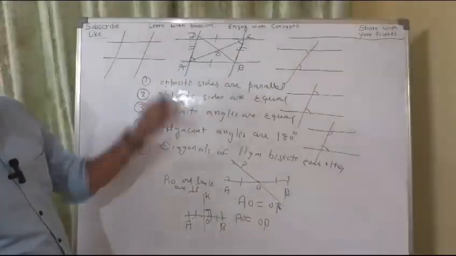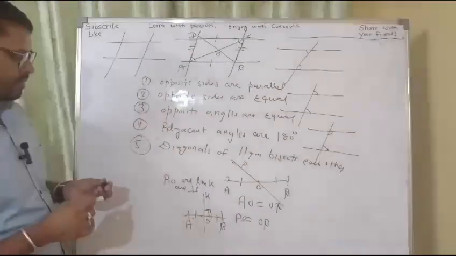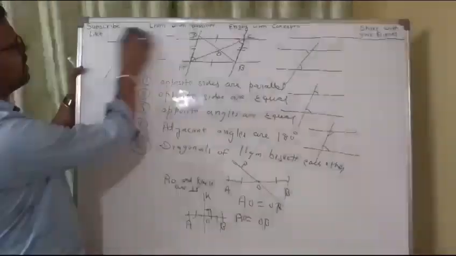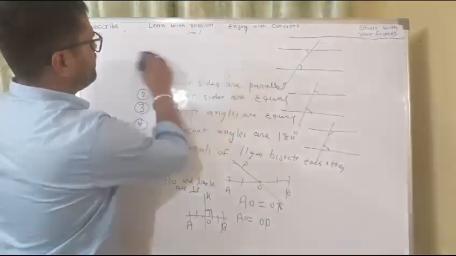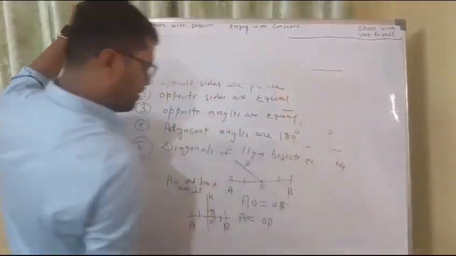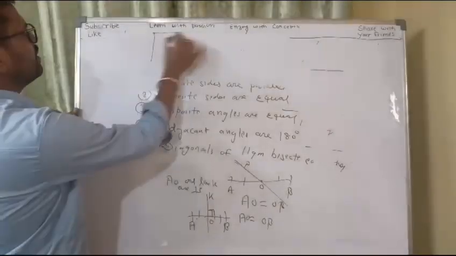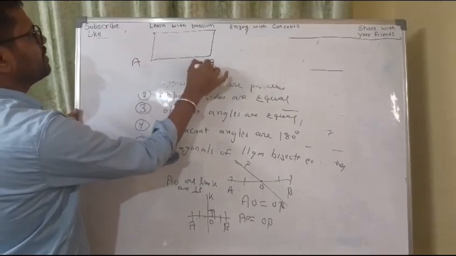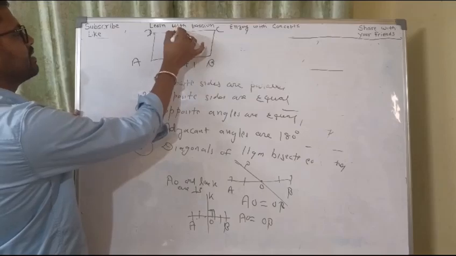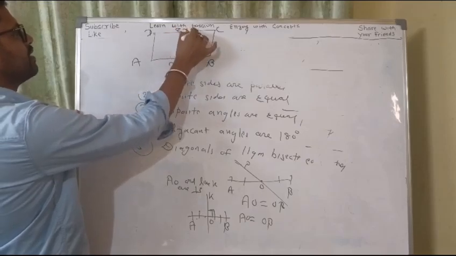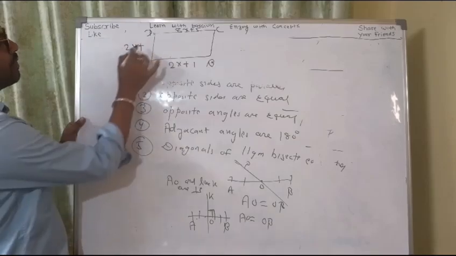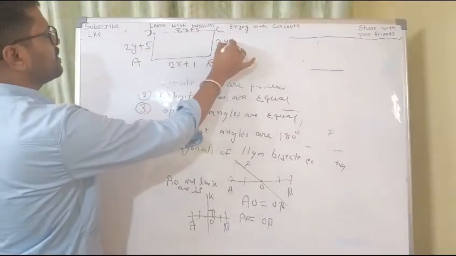So today we have discussed the properties of parallelogram. Based on this, you can solve some questions. Let's try some questions. Say you have a parallelogram ABCD, and they say this side is 2x plus 1, this side is 8x plus 5. They want the x value. Here also they can say 2y plus 5, and here 3y plus 8.